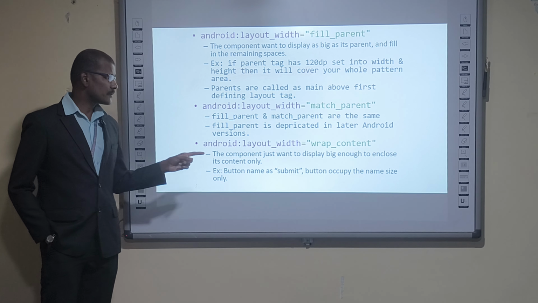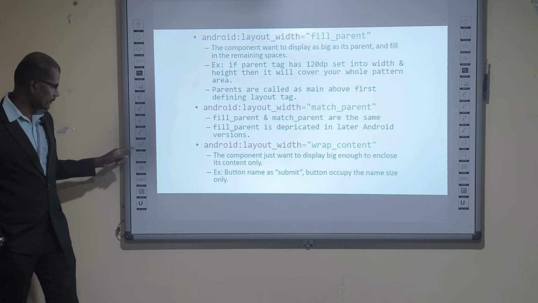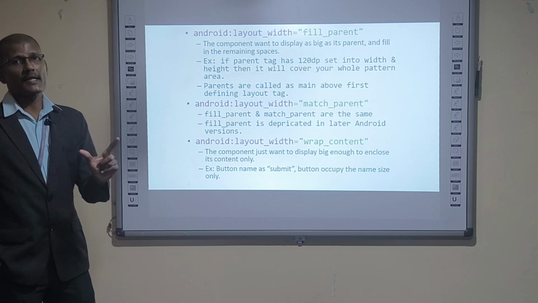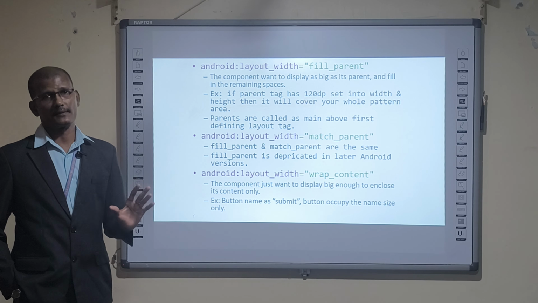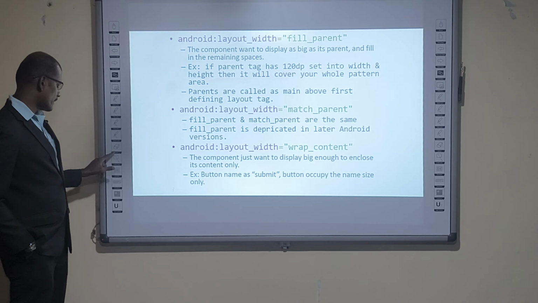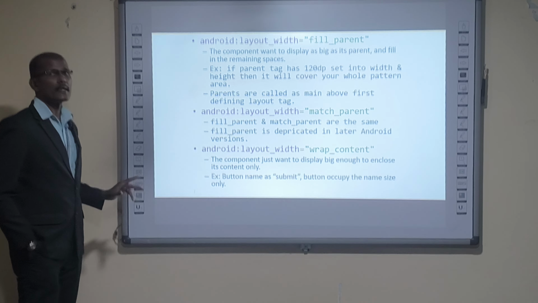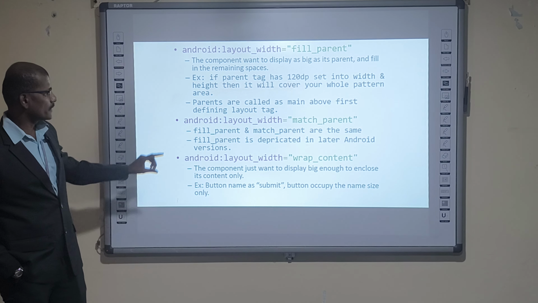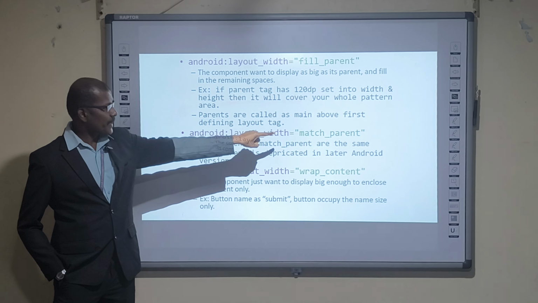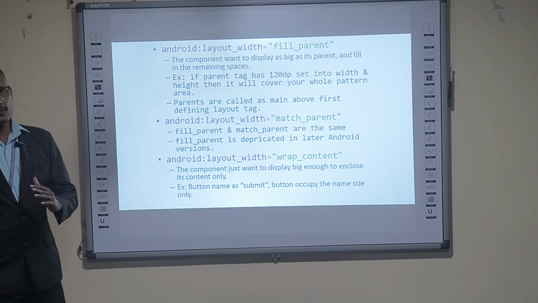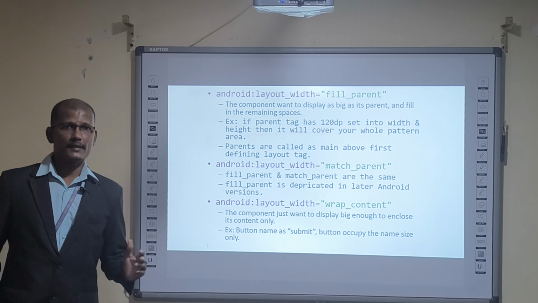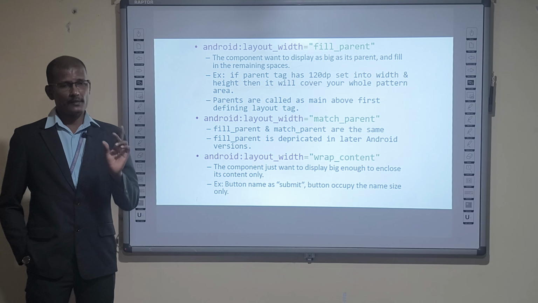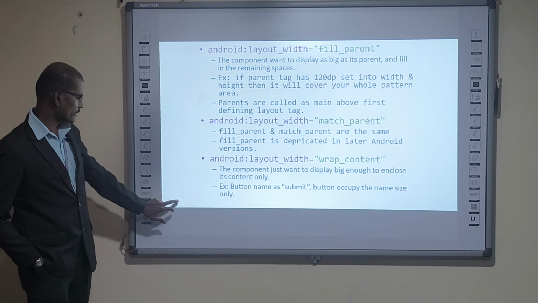Okay, the next one is wrap content. Wrap content means, see here we are keeping the size of the eraser, so the screen size is only as much as the size of the content. The eraser screen size is only within this content space, not the whole parent space. That's the difference between layout width equal to match parent and wrap content. Match parent will match the whole parent screen size, and wrap content is applicable to the content size only, not more than that.